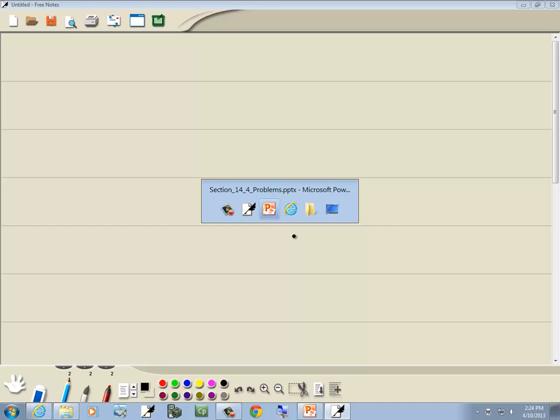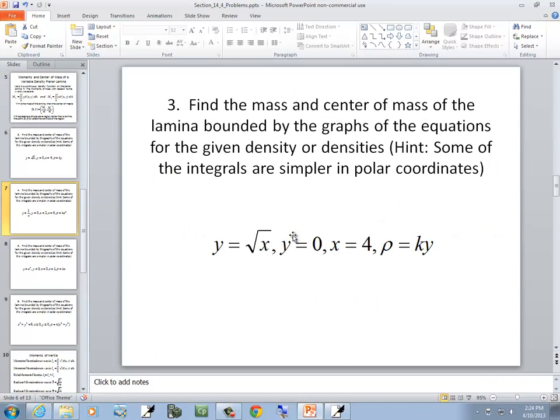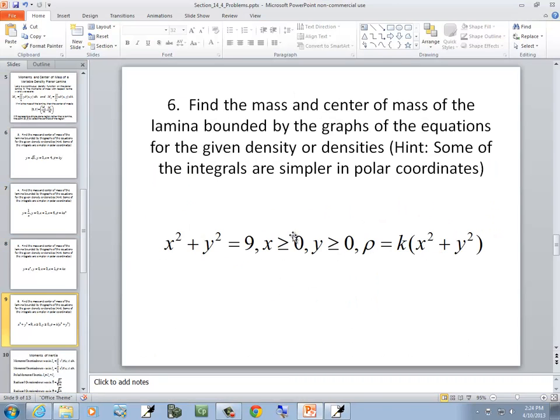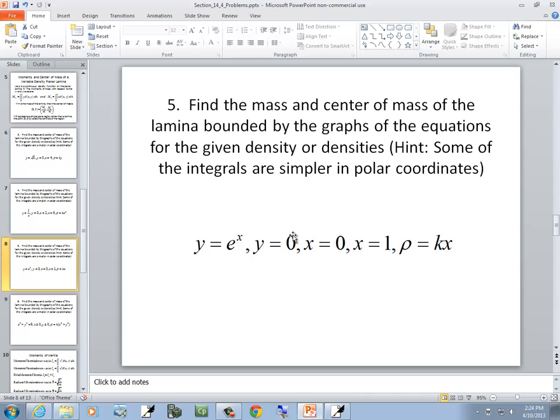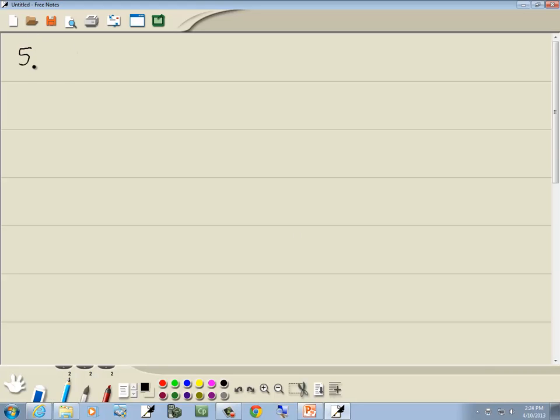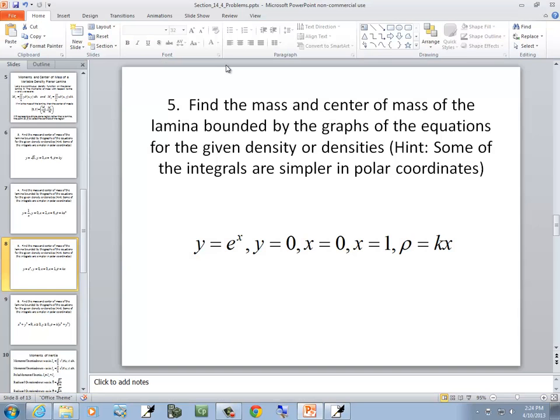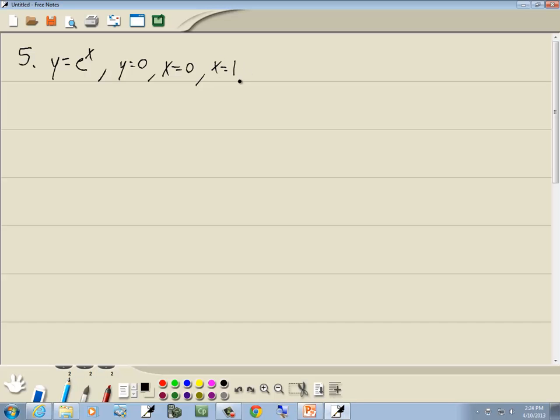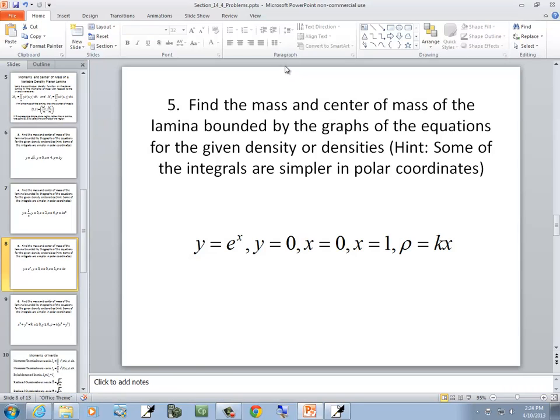And let's look at our next problem. How many more of these do we got? 4. Wow. I think the last one is a polar. Yeah, it is. Okay, so we got y is equal to e to the x. Y is equal to 0. X is equal to 0. X is equal to 1. And rho is equal to kx.